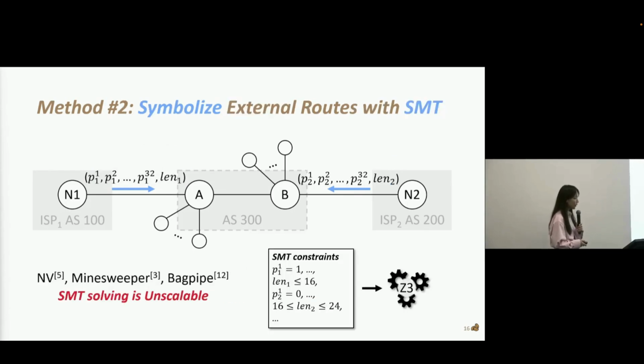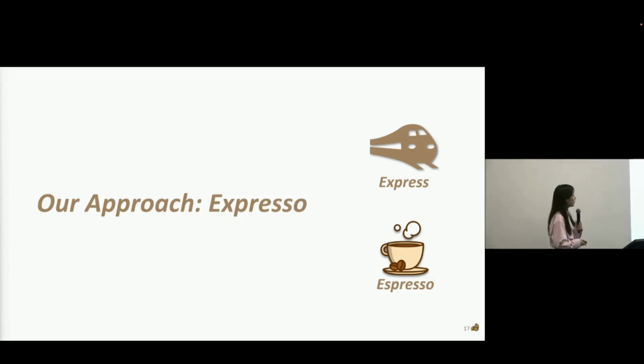Another method is to symbolize external routes with SMT. Using SMT to symbolize external routes frees us from enumeration. But in practice, we found that SMT solving is unscalable because the SMT constraints we have generated are hard for the solvers to solve in a reasonable amount of time. So as existing verifiers are not suited to reason about external routes, we design our own approach named Expresso.